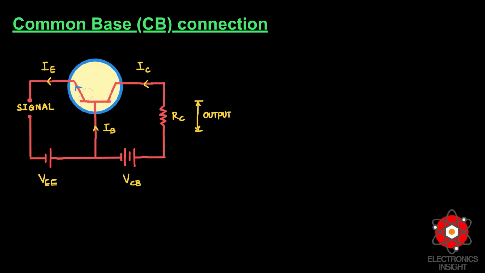Now to discuss the common base configuration. In this circuit arrangement, you can see here that the input signal is applied between the emitter and the base terminal, and the output is taken from the collector and the base. So here the base of the transistor is common to both input and output circuits, and hence the name common base connection. And you can see here the common base NPN transistor is shown.